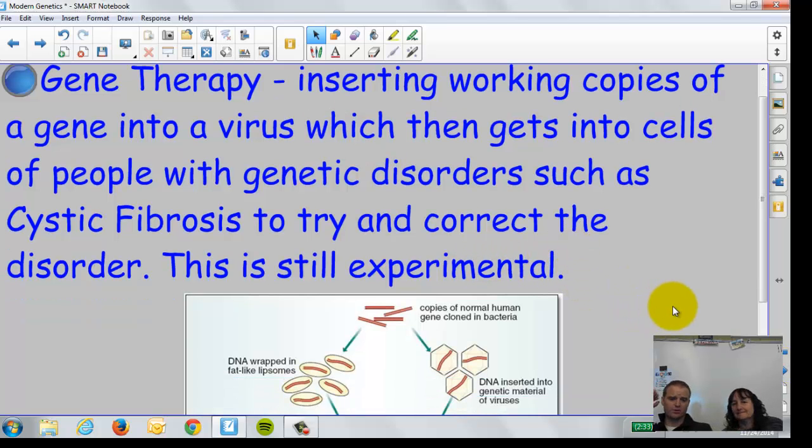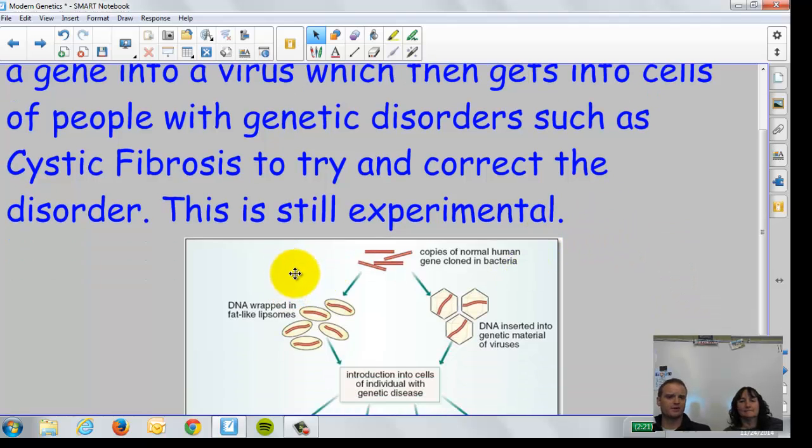All right. So what we can do this for also is gene therapy. Yeah. And so we're inserting working copies of a gene into a virus. The viruses are very good at infecting us in our DNA. So it gets into cells of people with genetic disorders such as cystic fibrosis, and it tries to correct that disorder. With cystic fibrosis, a couple letters are missing. Yeah, and that's again another protein that's not being made correctly. So if you get that working gene in there through a virus, it's kind of the delivery mechanism. We can hopefully cure this disease. And we'll look at more of this. I have one using this for cancer research also.